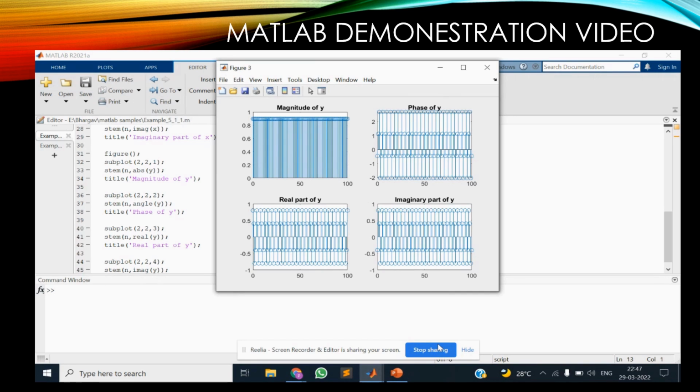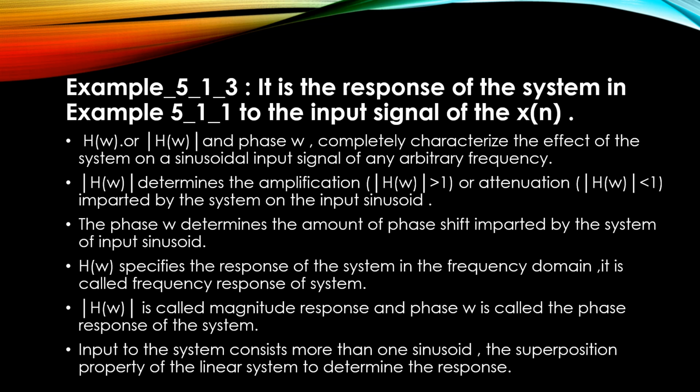Now we can proceed to the 5.1.3 example. Now, example 5.1.3 is the response of the system to the input signal x of n. H of omega, or magnitude of H of omega and phase of omega, completely characterize the effect of the system on a sinusoidal input signal of any arbitrary frequency.